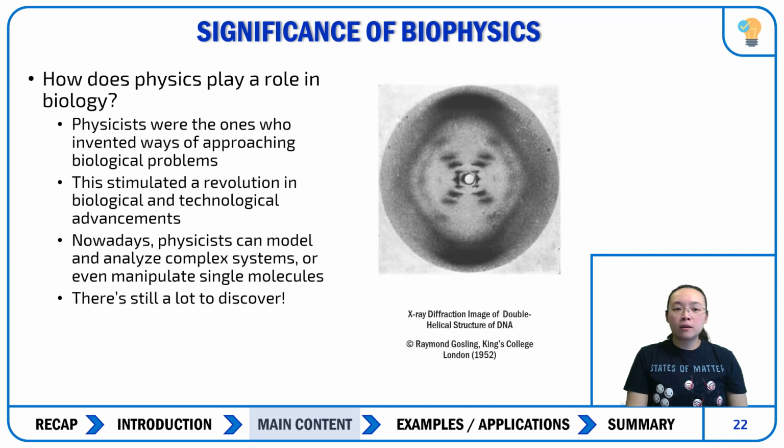And here I'm showing a picture as an example of discoveries made by physicists and biologists together. So if you don't recognize this, you should. It's an example of the proof of DNA as a double helix. Without physics knowledge and background, this X-ray diffraction image wouldn't even have been possible. Something really interesting about this is that it was taken by a PhD student named Raymond Gosling.